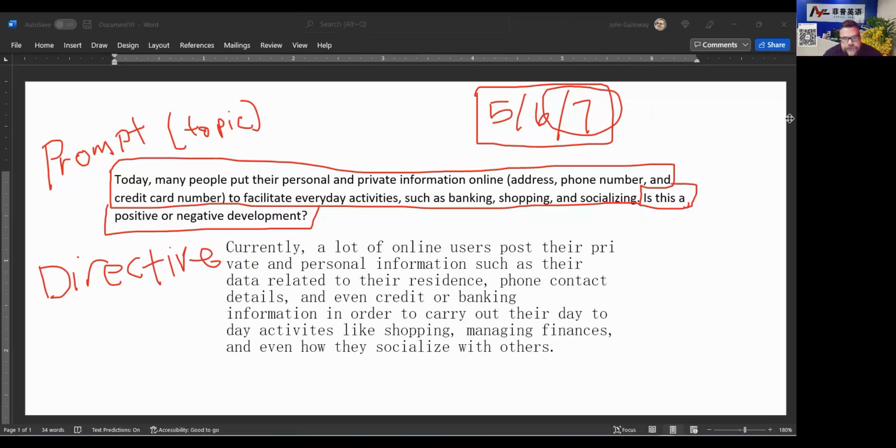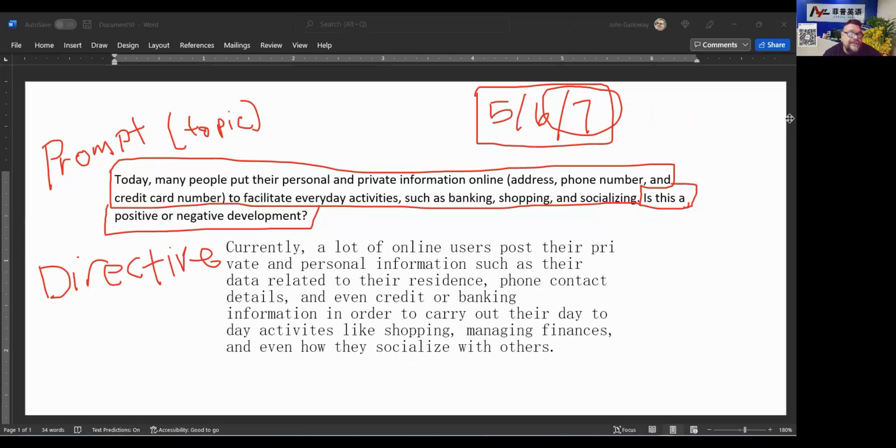And so if that's the case, that's one of the things that they're measuring to see what language that you have. And so something like today, many people put their personal and private information online, address, phone number, and credit card number to facilitate everyday activities such as banking, shopping, and socializing. And so that's just the topic. It's pretty big, it's broad. People write a lot of information about that. But that's not our objective.